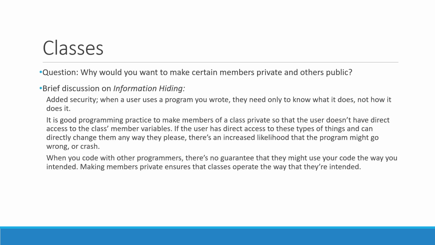Now, when you're programming as a team, you're always collaborating. And one of the difficult parts is that when you code with other programmers, there's no guarantee that they might use your code the way you intended. So making member variables private ensures that the classes that you write operate the way that they're intended. Okay? So if you're asking why you make certain members private and others public, that's the reason why.